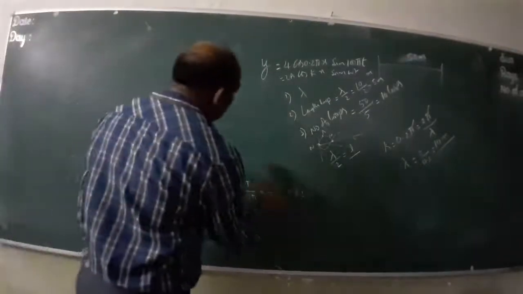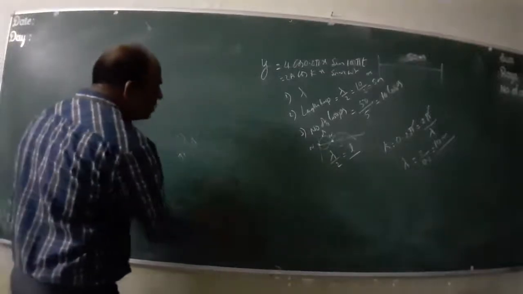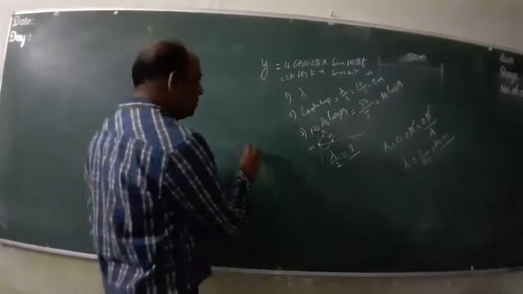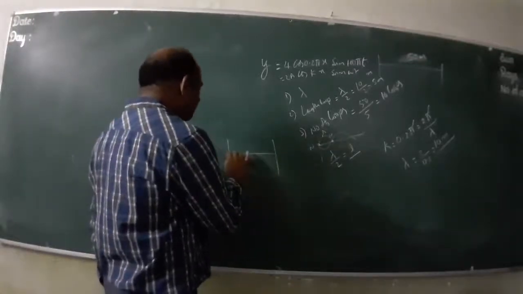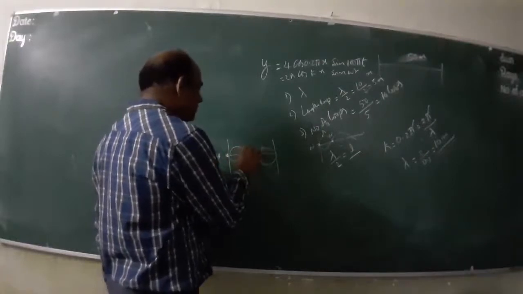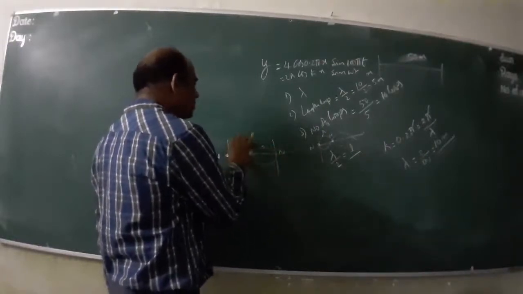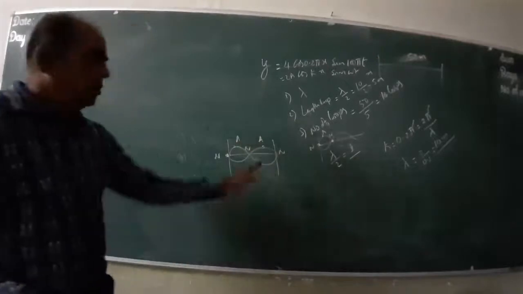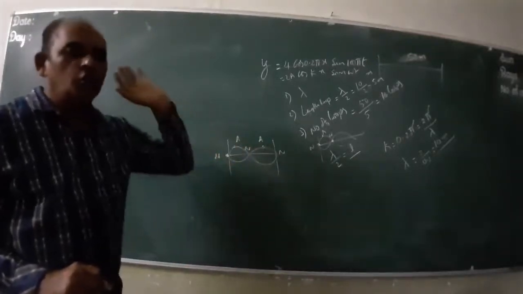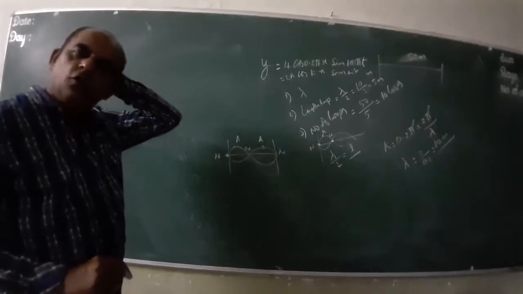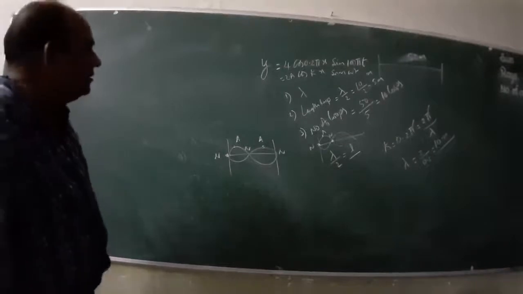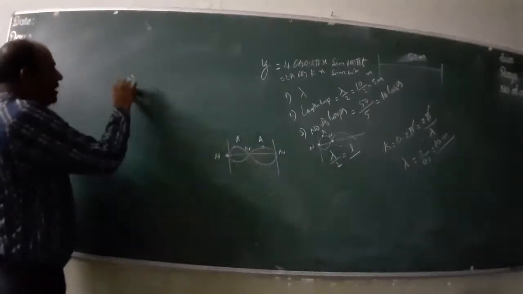Then, if 10 loops are there, how many nodes and how many antinodes are formed? Suppose 2 loops are there, 3 nodes and 2 antinodes, like that. 10 loops are there, so 10 antinodes, 11 nodes. We are getting 11 nodes and 10 antinodes. Important point.